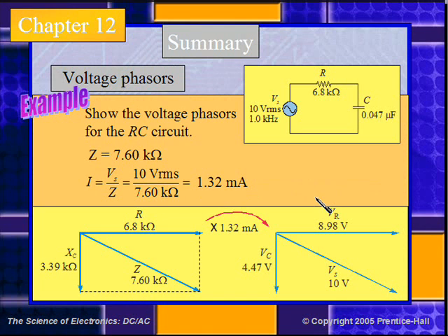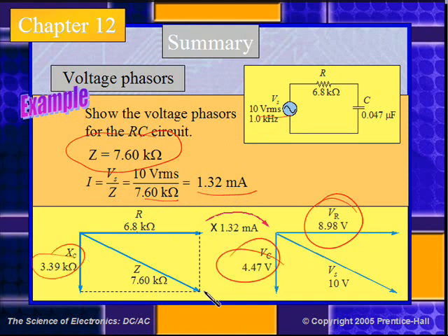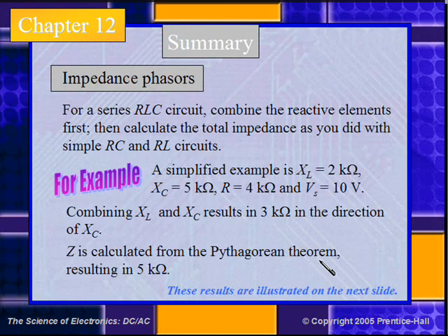Show the voltage phasors for the RC circuit. Here we've already found the total impedance from the previous example to be 7.6K. We find the current by 10 volts RMS divided by 7.6K. We get a current of 1.32 milliamps. Multiplying that 1.32 milliamps by 6.8K gives a resistor voltage of 8.98. 1.32 times 3.39 gives the capacitor voltage. And then this is our total voltage, which is our source, which is 10.